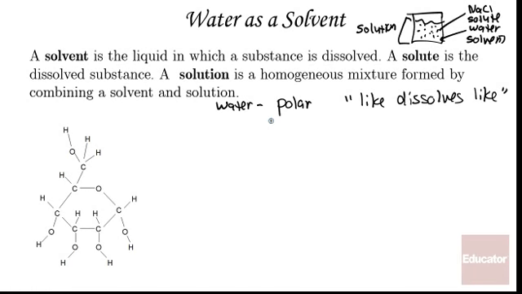Looking at an example of this, let's look at glucose. This is the structure of glucose. Glucose is a polar molecule. It has these hydroxyl groups that are polar centers, and on these groups you have oxygen with the partial negative delta minus and hydrogen with delta plus. Water we already talked about.